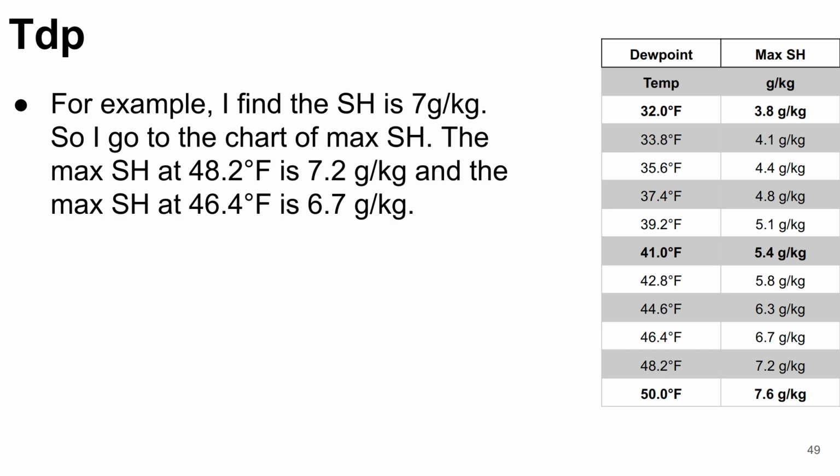So, for example, I find the specific humidity is 7 grams per kilogram. If I gave you this in a problem, given a parcel of air with a specific humidity of 7 grams, what is the dew point? You'd look it up on the chart. If you had 7.2 grams, the dew point would be 48.2 degrees. If we had 6.7, it would be 46.4. We have 7 grams, so we're going to use the cooler temperature of 46.4 as the dew point temperature.